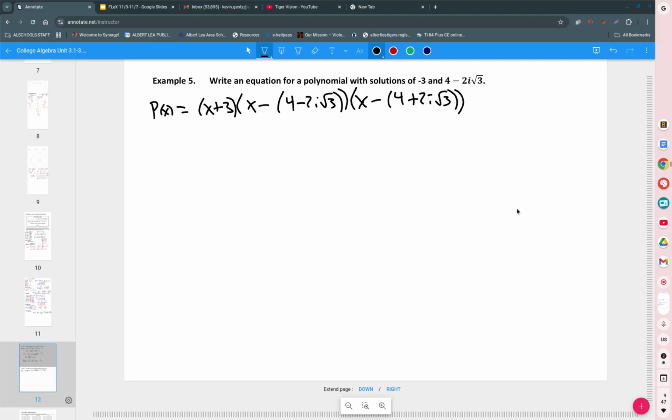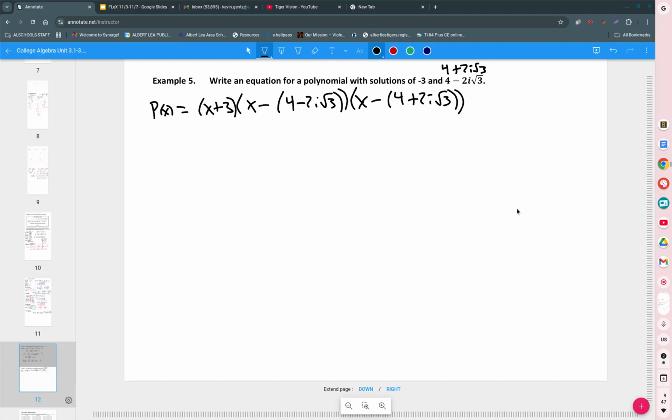Okay, Brecken, here's where I really need you to focus on this to make sure that we aren't making a mistake from before, because you asked about the plus and the minus piece. I just want to make sure you see. Does everybody see, first of all, that we start with an x plus 3? Okay? And then we know that if 4 minus 2i root 3 is a solution, then so is 4 plus 2i root 3.